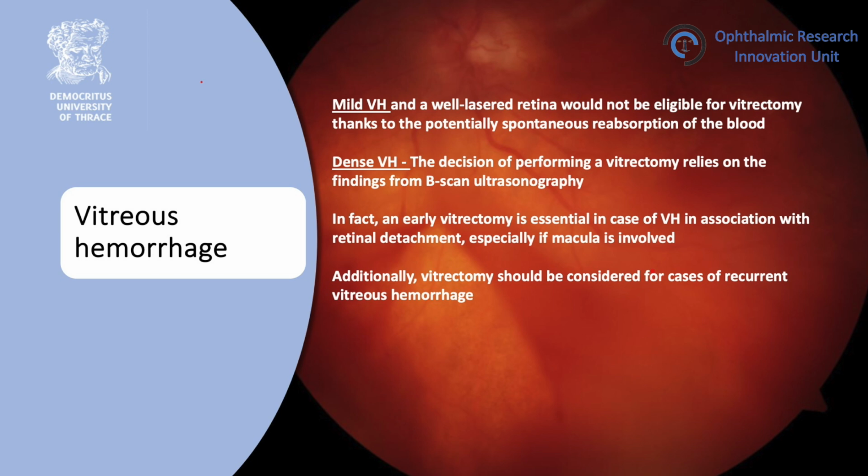However, if the fundus is completely obscured, the decision to proceed with vitrectomy depends on ultrasonographic findings. Early vitrectomy is essential when vitreous hemorrhage is accompanied by retinal detachment, especially if the macula is involved. Additionally, vitrectomy should be considered for cases of dense or recurrent vitreous hemorrhage that impair vision and hinder effective disease management.